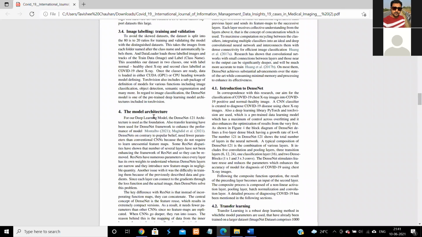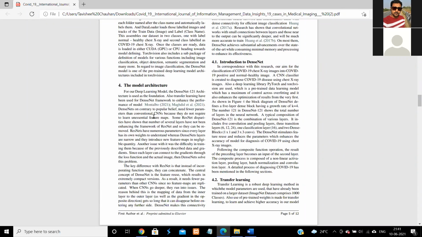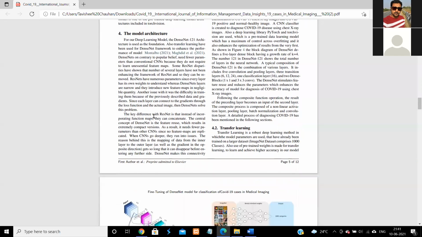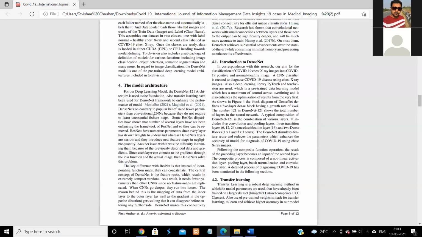And then comes the model architecture. How does the built model architecture look? We used the DenseNet architecture for our particular model, and we used a deep learning approach. While writing the model architecture, you need to write about what deep learning is and how it is going to enhance our model. That is the basic theory.